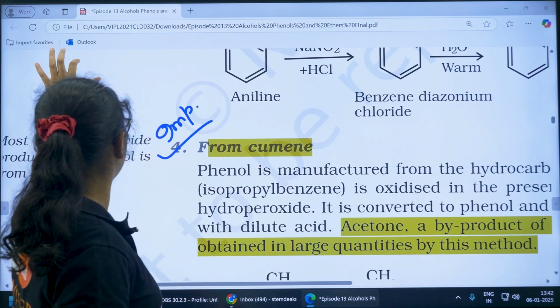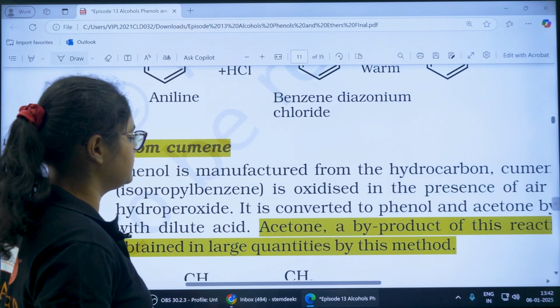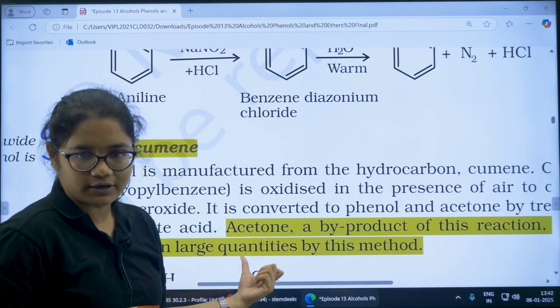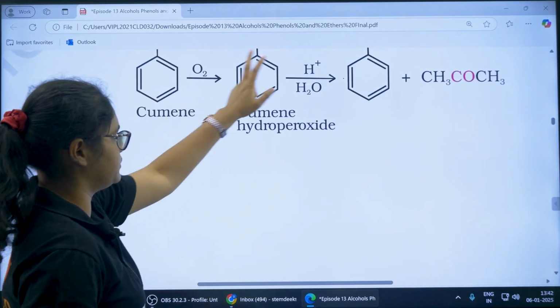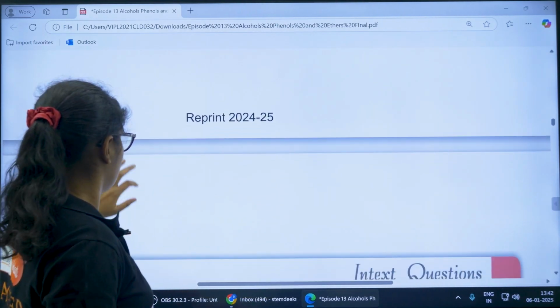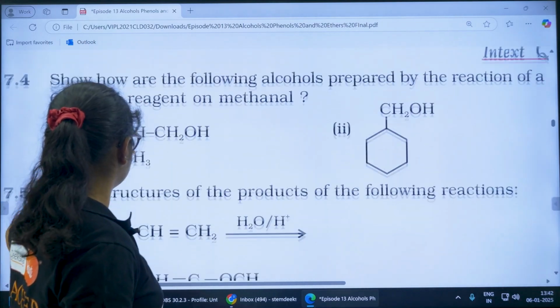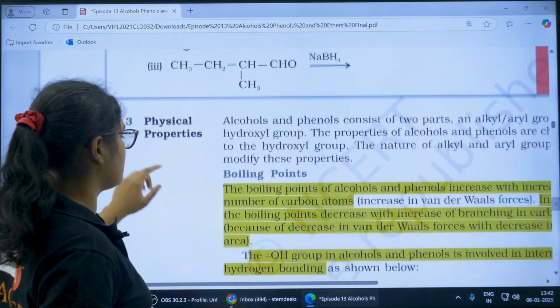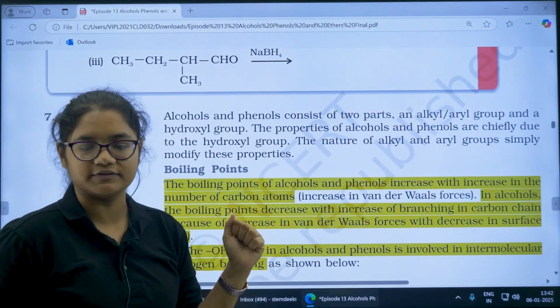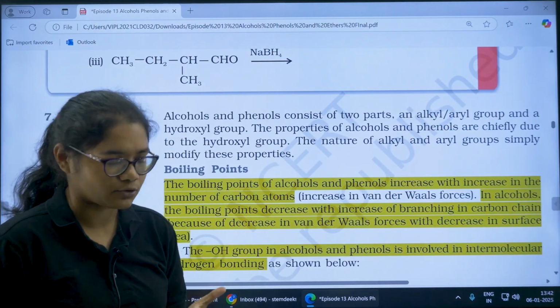And what is the byproduct of the cumene reaction? So acetone is the byproduct. Okay, fine. Next, moving forward, you should know this one properly. Next, the NCERT in-text questions, please solve them. Now moving to physical properties. Physical properties involve boiling point and solubility.